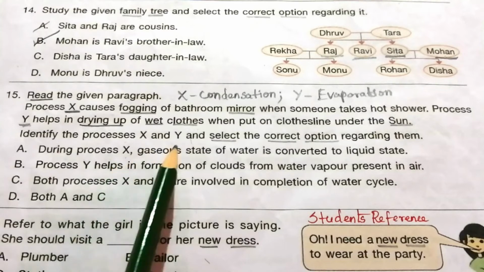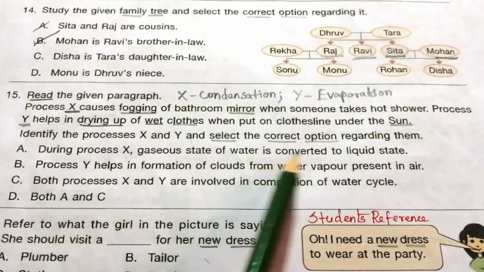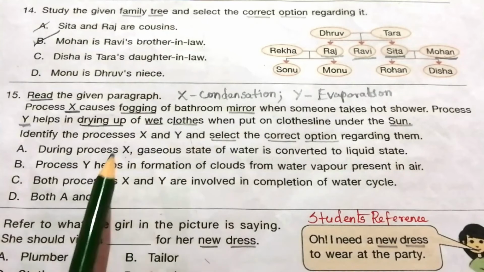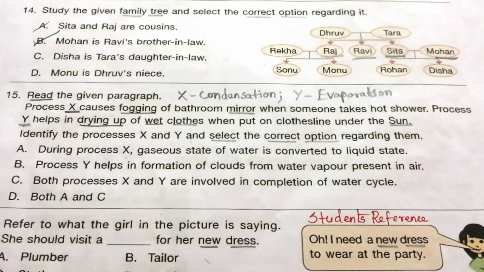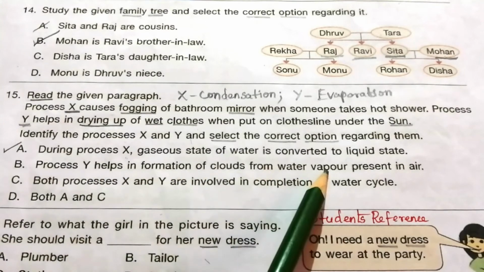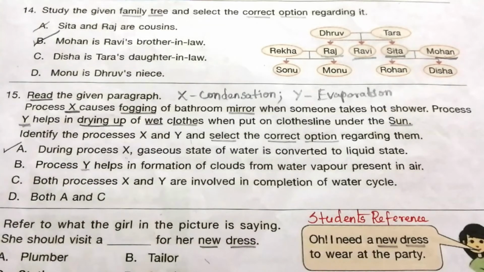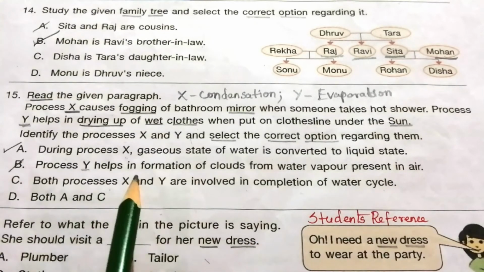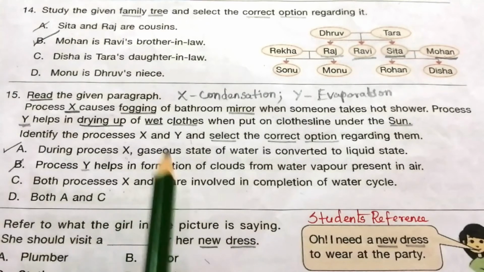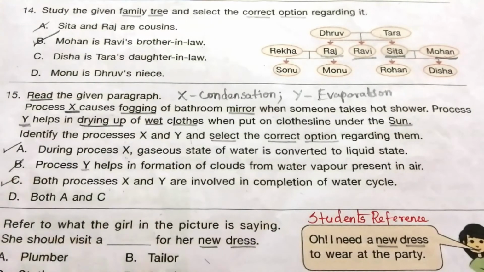During process X, gaseous state of water is converted into liquid state. Process X is condensation process. So this statement is correct. Process Y helps in formation of clouds from water vapor present in air. Process Y is evaporation. So this is a wrong statement. Both processes X and Y are involved in completion of water cycle. X is condensation, Y is evaporation. So this statement is correct. So our answer is both A and C. So answer is D.